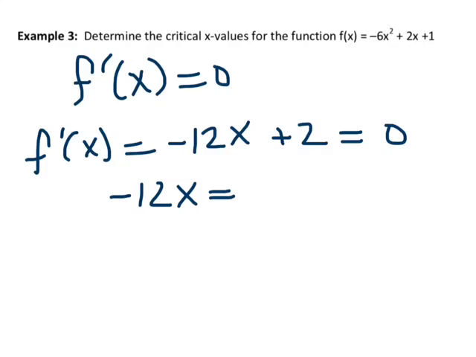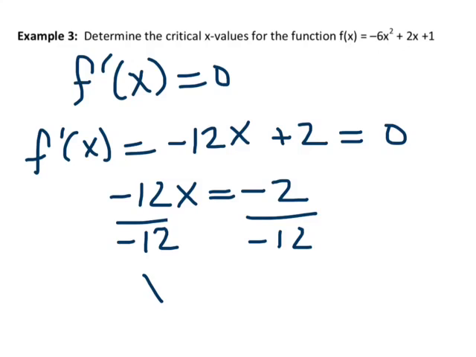Negative 12x equals negative 2. We divide both sides by negative 12. And what do we get as a value for x? Well, x equals 1/6. So this is a critical value. This is our critical value right here. Why? Because at 1/6, the function will be defined. Again, it's a polynomial. And at that point, the derivative f prime of x equals 0. So this is a critical value. Now let's go ahead and take a look at another example.